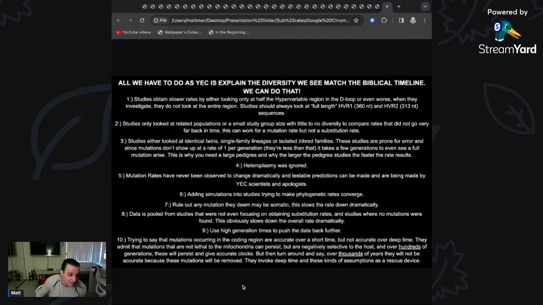And finally, number 10, trying to say that mutations occurring in the coding regions are accurate over a short period of time, but not accurate over deep time. They admit that mutations that are not lethal in the mitochondria can persist, but are negatively selected to the host. And over hundreds of generations, these will persist and give accurate clocks. But then they turn around and say, over thousands of years, they will not be accurate because these mutations will be removed by selection. So they invoke deep time and these kinds of assumptions as a rescue device.